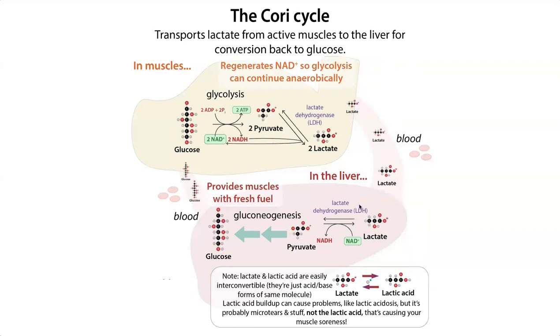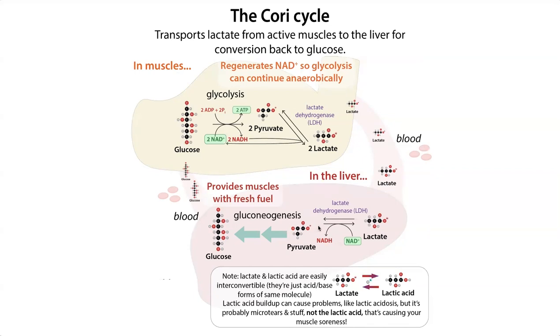In your liver, now you have another lactate dehydrogenase. You had a copy of it in your muscles and a copy of it in your liver. Well, you have lots of copies of it. But basically here, you're going to run the reaction in reverse. So in your muscles, you were reducing pyruvate to make lactate, using NADH and regenerating NAD+. In your liver, you're going to be taking lactate and oxidizing it to form pyruvate. So this is taking NAD+ and generating NADH.